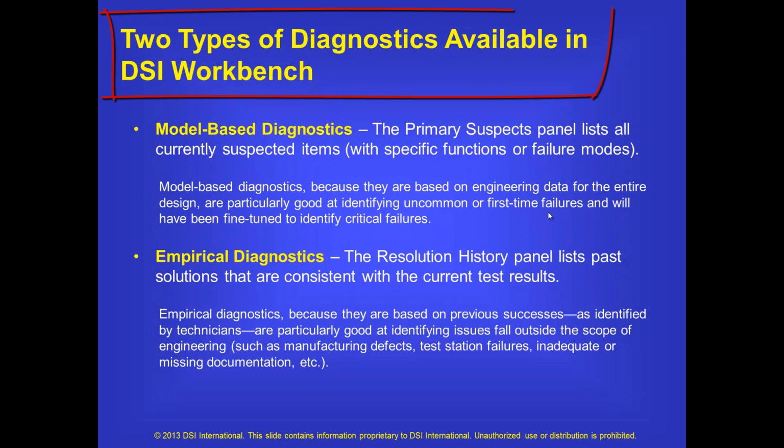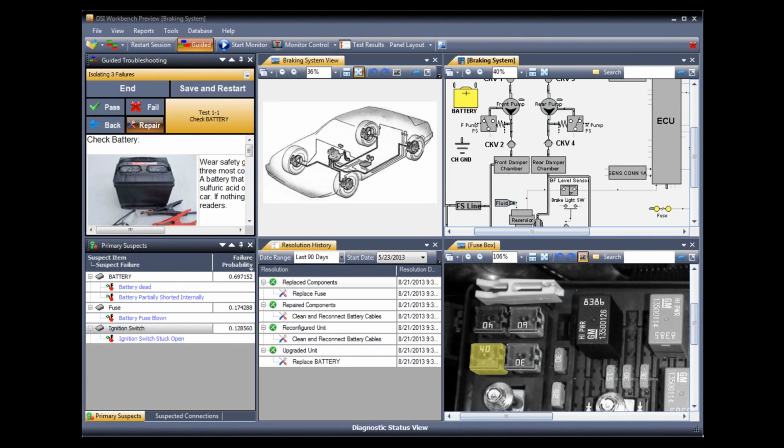Lastly, let's talk about the two types of diagnostics available in DSI Workbench. One is the model-based diagnostics, and the other is the empirical diagnostics from the database. The model-based diagnostics is displayed on a panel called Primary Suspects, and it lists all the suspected items along with the root failure mode or functional causes of failure that have been isolated by the diagnostics up to a certain point in time. The resolution history panel, on the other hand, is the empirical diagnostics.